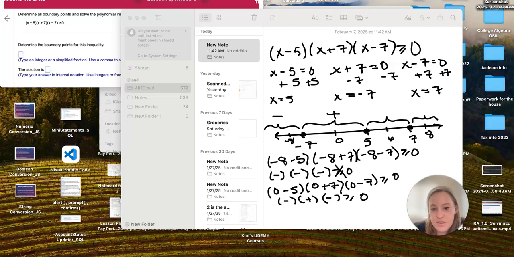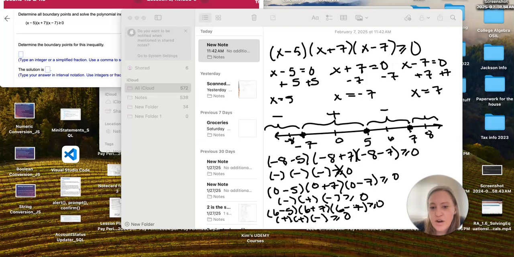So now we're going to go into the next one, so 6. So 6 minus 5, 6 plus 7, 6 minus 7. And is that greater than or equal to 0? Well, in this case, we have a positive. We have a positive. But then this last one, we have 6 minus 7, which is negative. So we have one negative value in that, which means that whole interval is going to be negative. So that's not going to be part of our solution.